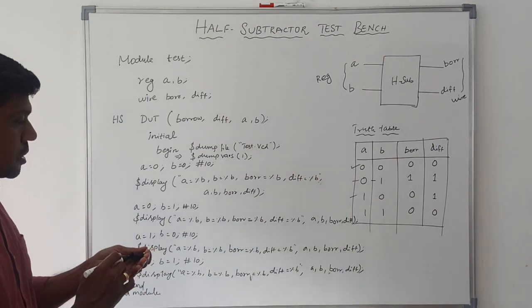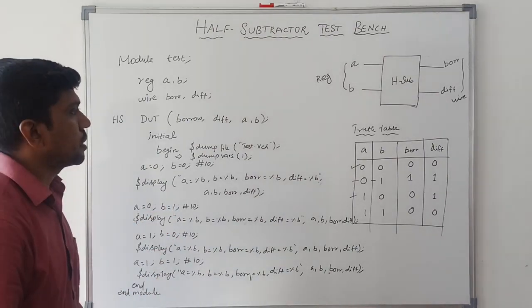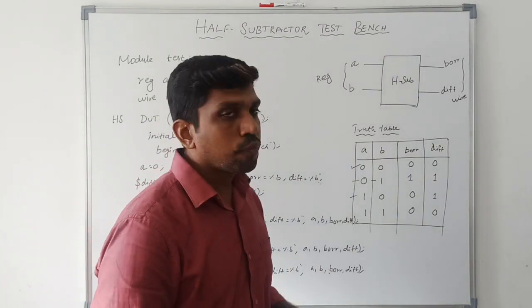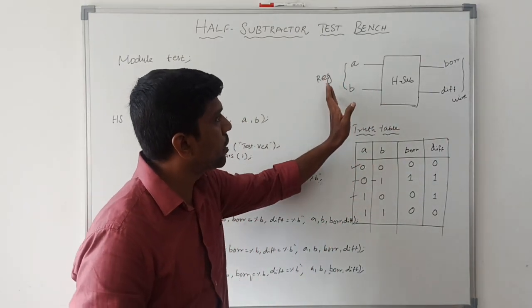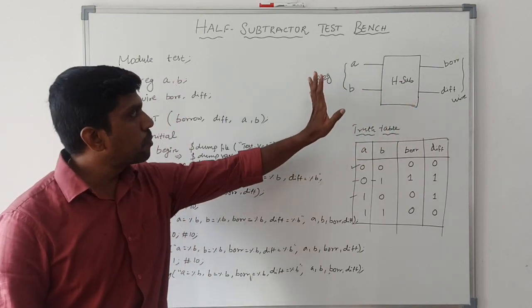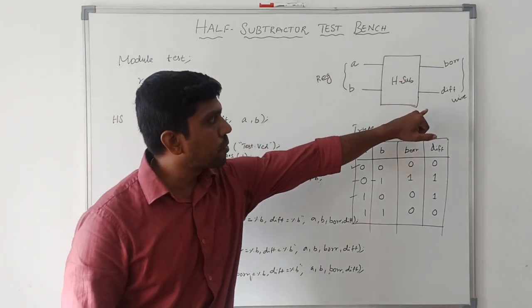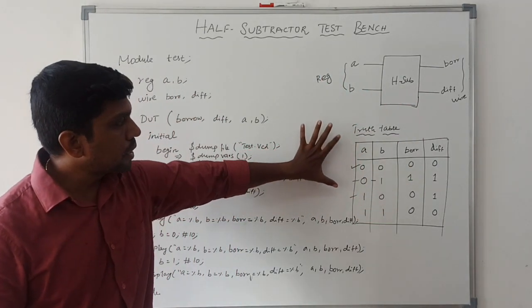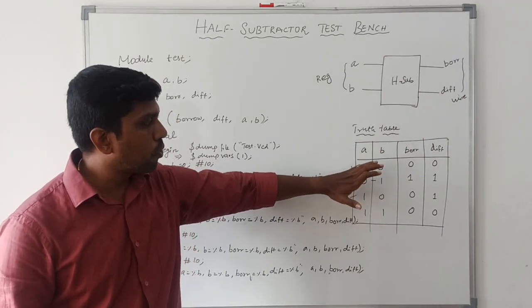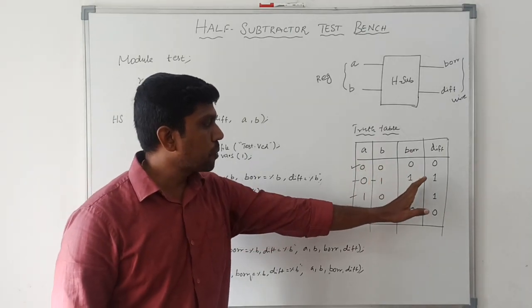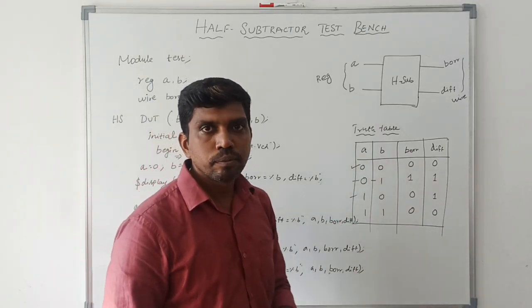So it's a simple program for a half subtractor test bench Verilog HDL code. First you draw the block diagram. After drawing the block diagram, assign the input variables and output variables. Input variables are set as reg, output variables are set as wire. Then write the truth table. Here A and B are the input variables. It makes 4 combinations of input and the corresponding output is also shown here.